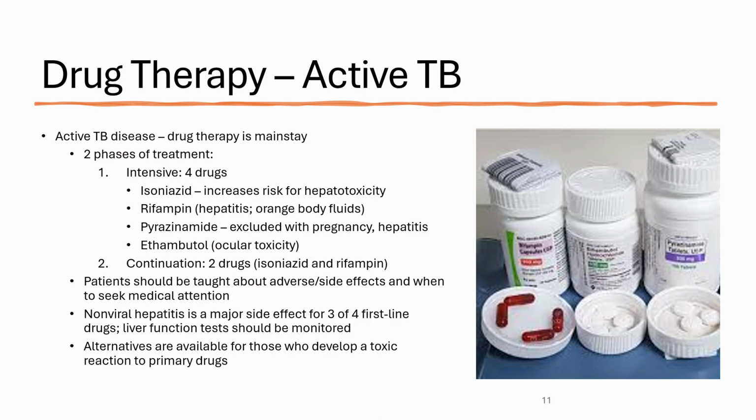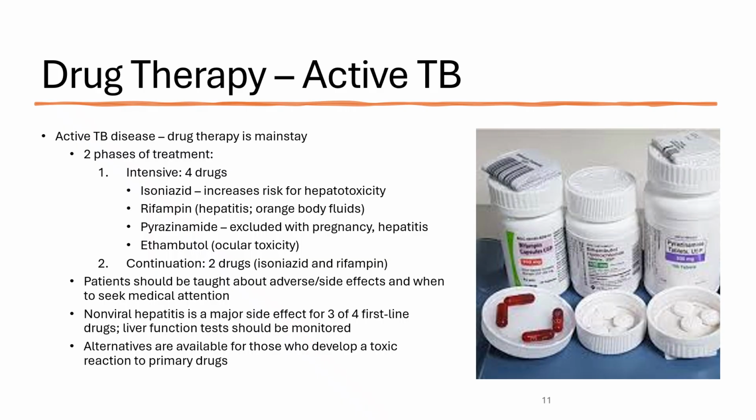For active TB disease, the drug therapy that we typically use is done in 2 phases. The first phase includes 4 medications. It's important for you to know the side effects here, including increased risk for hepatotoxicity. With rifampin, it is really important that we let patients know that their body fluids will be orange colored. There would be nothing scarier than if I didn't know that and all of a sudden I have orange teardrops. That would be a cause for concern.